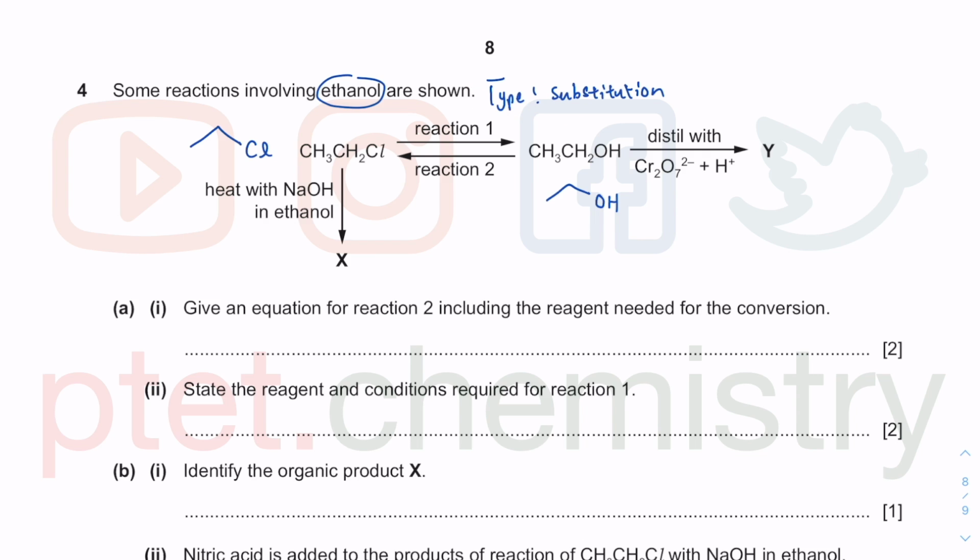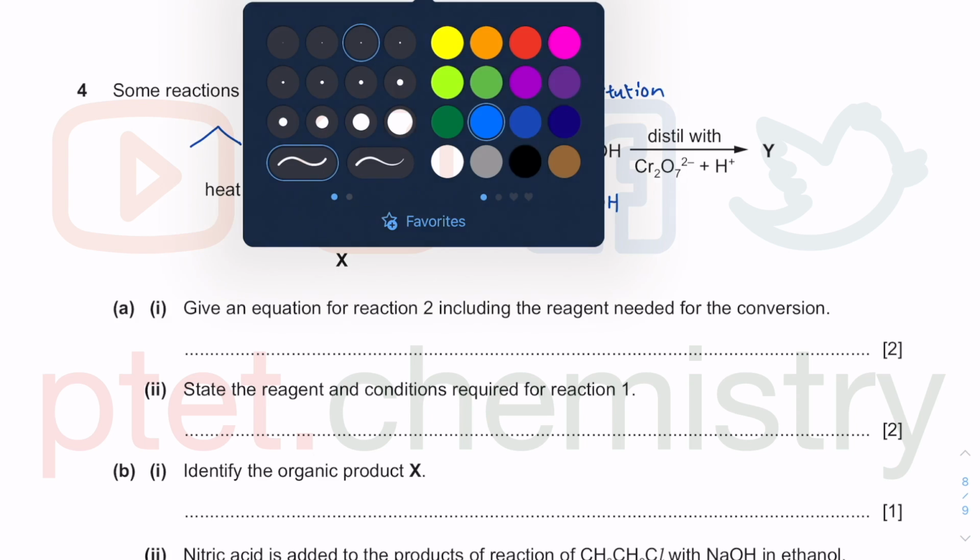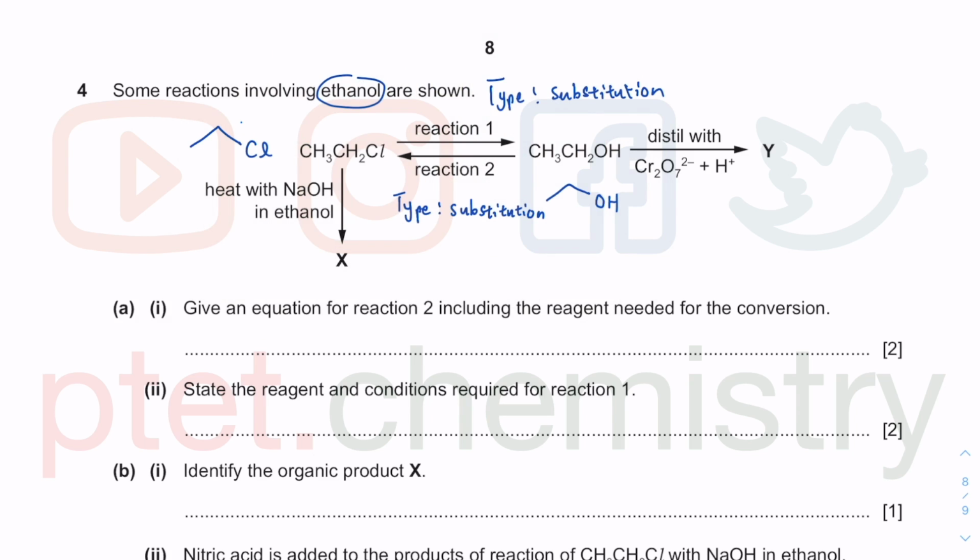Going from 2 to 1, we have replaced the OH with Cl. That is also a substitution reaction. We have replaced one group with another. In this reaction 1, you can also traditionally call it hydrolysis because specifically we are hydrolyzing the C-Cl bond and becoming C-OH, and we're doing it in the presence of water because we are using aqueous NaOH. So we can also know this reaction 1 as hydrolysis.